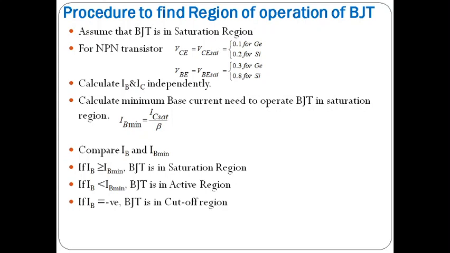After finding these three steps, we compare the IB value and the IB minimum value. When IB is greater than or equal to IB minimum, the BJT is in saturation region. If IB is less than IB minimum, then the BJT is in active region. If IB is negative, then the BJT is in cutoff region. By using these steps, we can find in which region of operation the given BJT is, whether saturation, cutoff or active region.